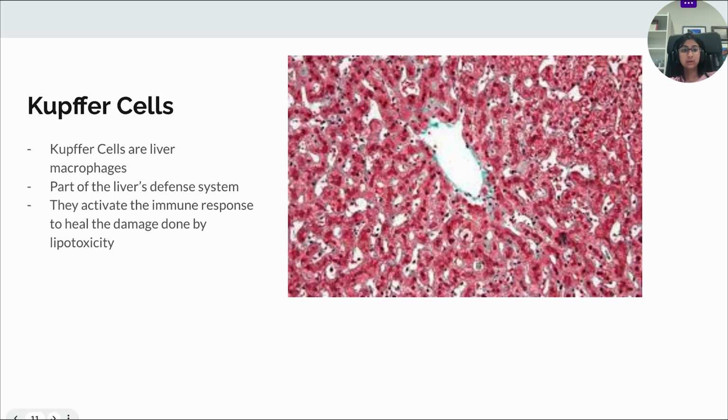Now, moving on to Kupffer cells. Kupffer cells are a really important part of the liver because they are liver macrophages. Due to this, they're part of the liver's defense system. Whenever the liver gets hurt by something like lipotoxicity, Kupffer cells will activate the immune response and heal the damage done by lipotoxicity. Lipotoxicity is when fat accumulation in the liver causes cells to die and not work properly, which shows how Kupffer cells are a really big part of trying to combat MASLD.